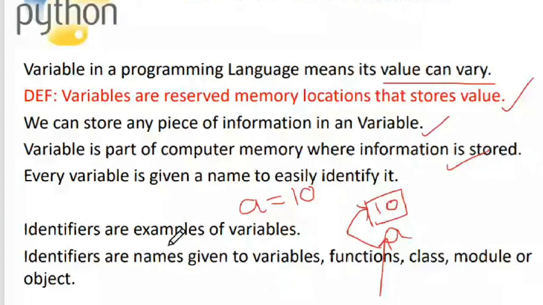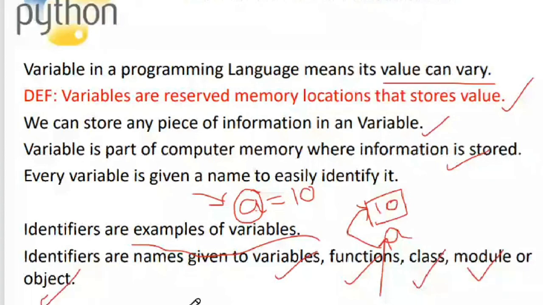Identifiers are examples of variables. This A that I have talked about is called a variable, and identifiers are how these variables look. A is an identifier, which is an example of a variable. Identifiers are names given to variables, and not only to variables. You give names to functions, classes, modules, and objects. So you give different names to different parts of the programming language.